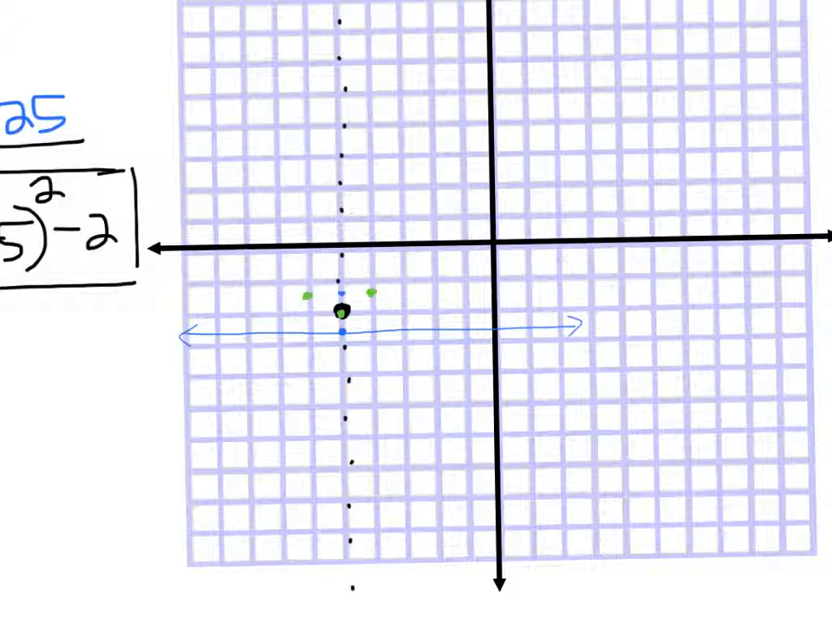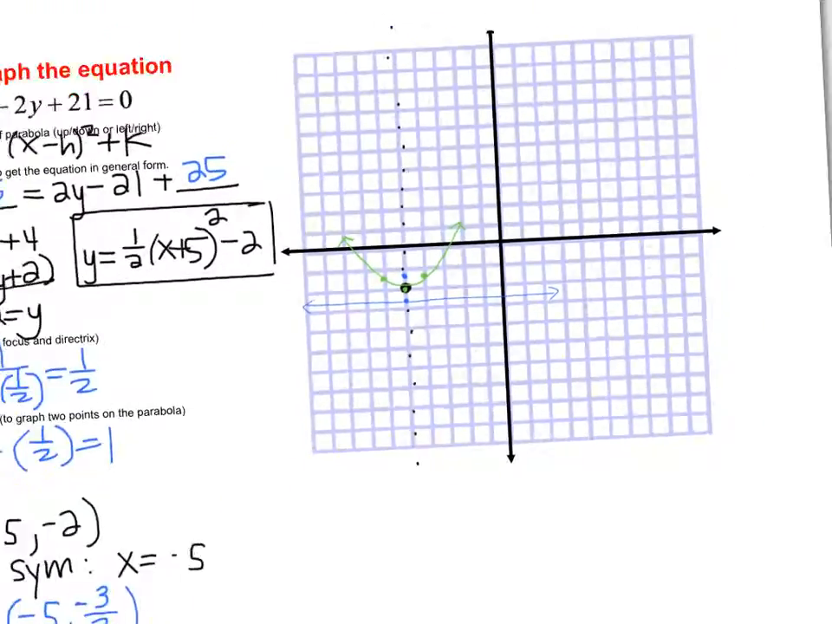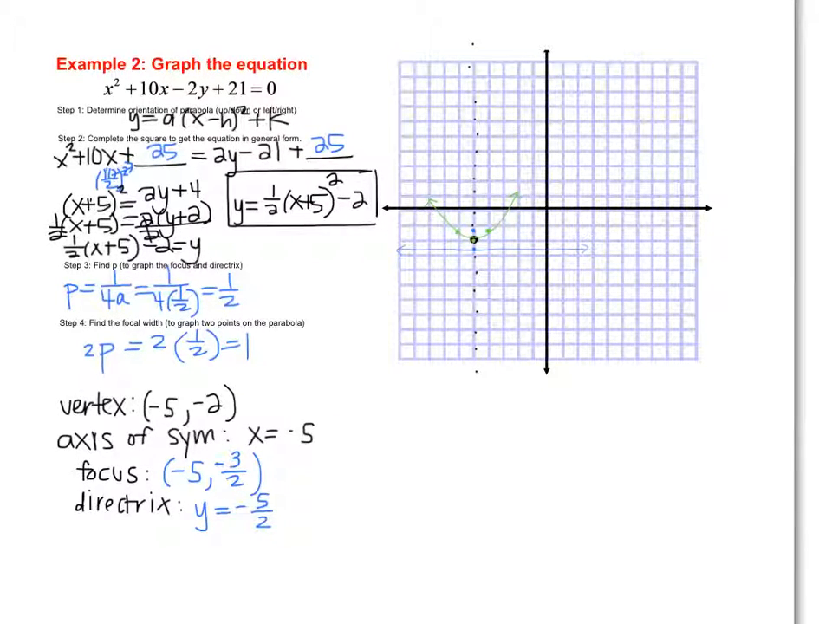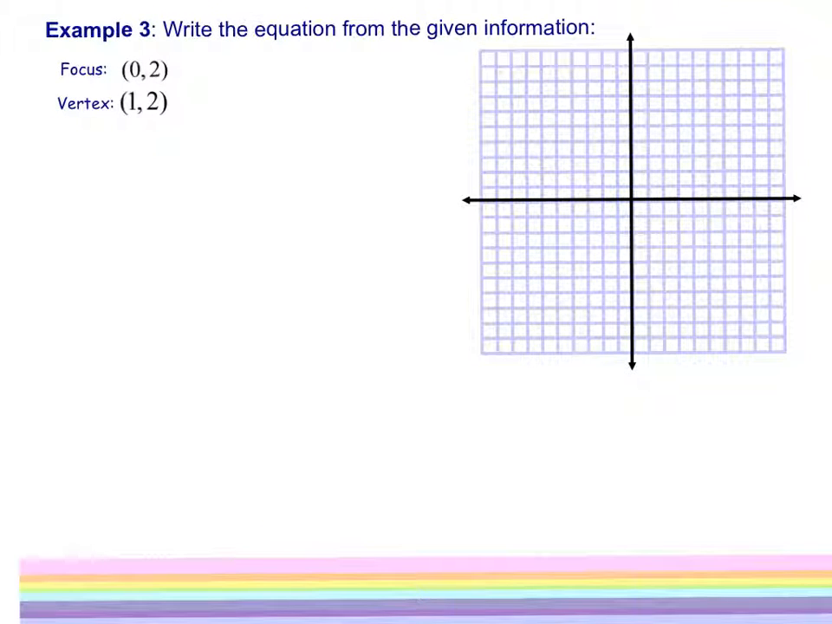So let me try to do a good job connecting those. So there it is. There's our parabola. In blue above it is the focus. The line behind it is the directrix. And then we have our axis of symmetry on there as well. All right, looks good. So this is kind of the opposite directions.